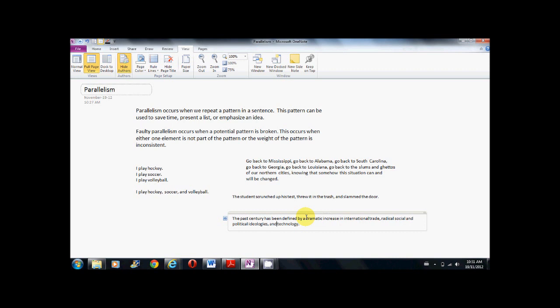So what we need to do is maintain that weight by adding more, something that perhaps gives us a bit of a description of technology. So perhaps we try something like this: the past century has been defined by a dramatic increase in international trade, radical social and political ideologies, and staggering innovations in technology.